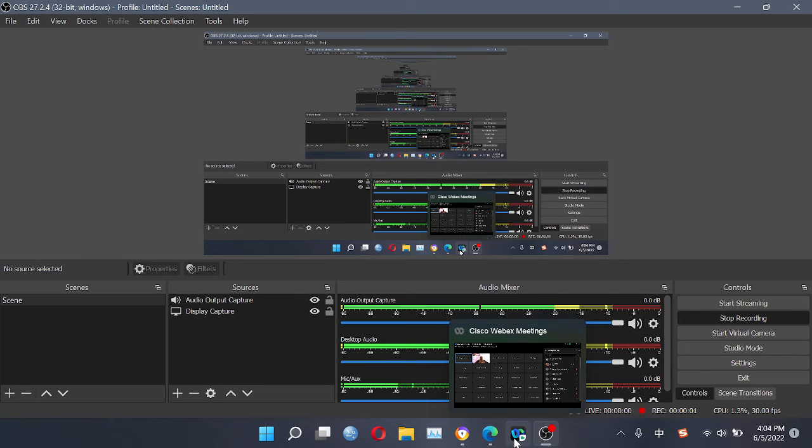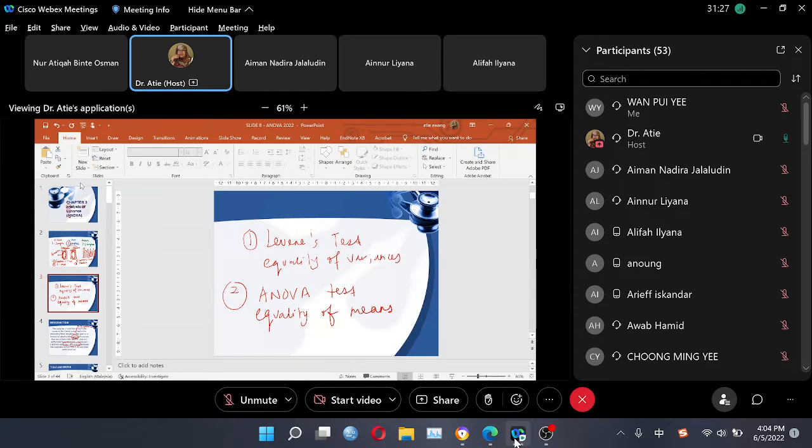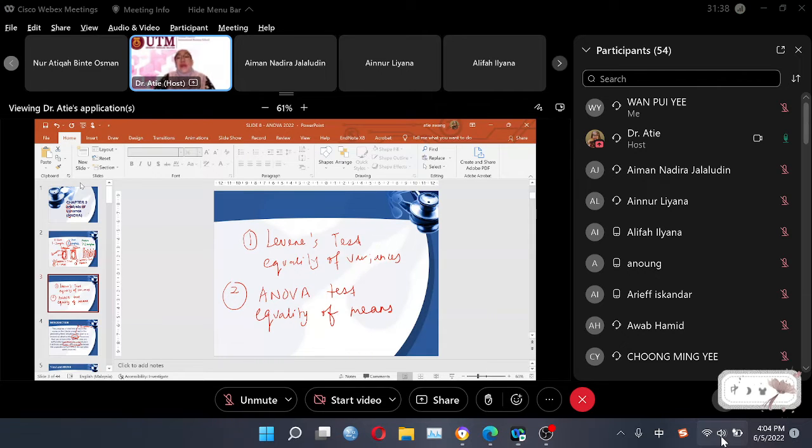The variation within the group, so inside the group itself, and then between the groups, right? So there are two variances that you need to settle first before you can proceed with the ANOVA test.